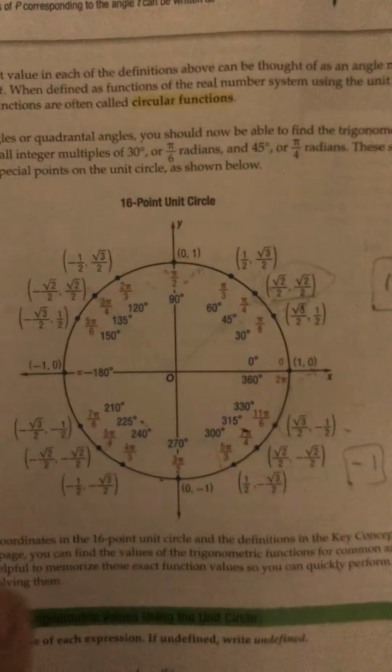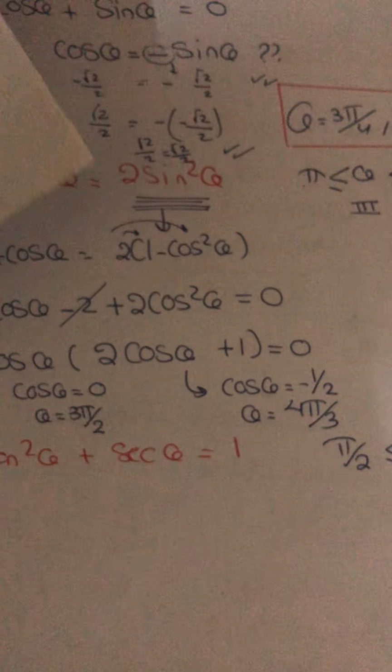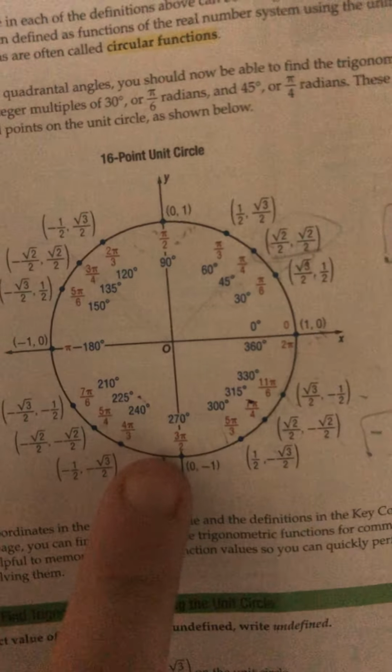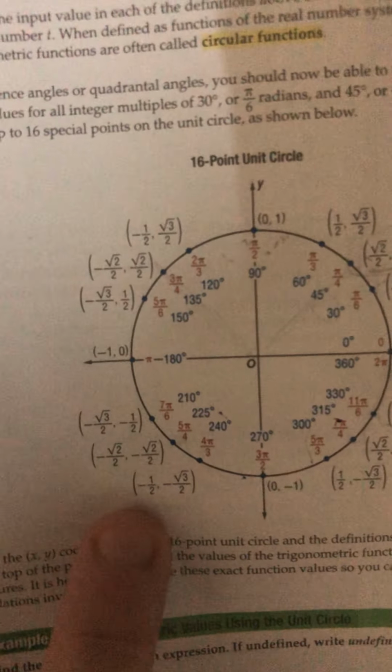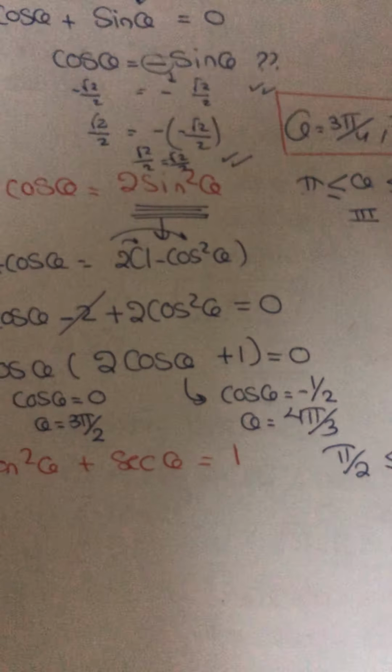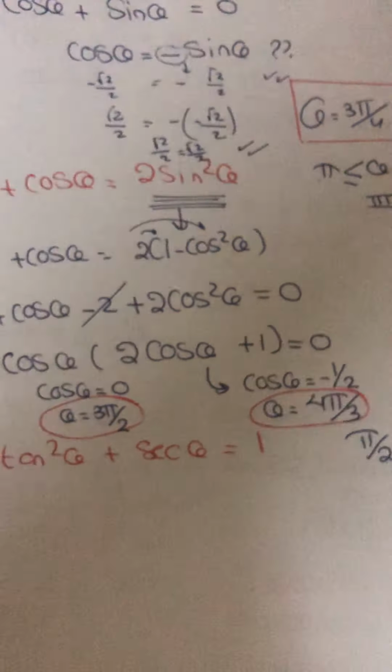4 pi over 3, let's see, okay, over here 4 pi over 3, and we wanted cosine equals negative half. Here cosine is equal to negative half, so it's pretty good. So these are the two answers, the only two answers to this question.